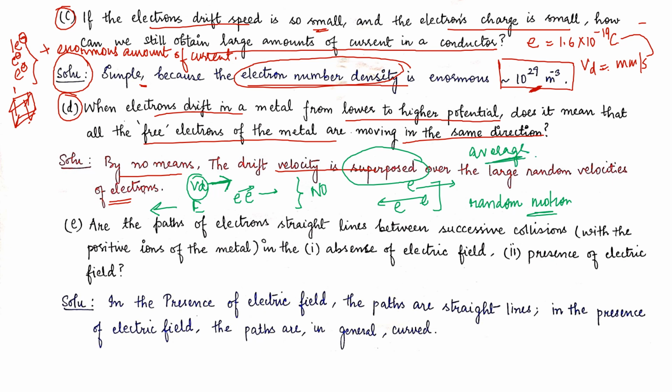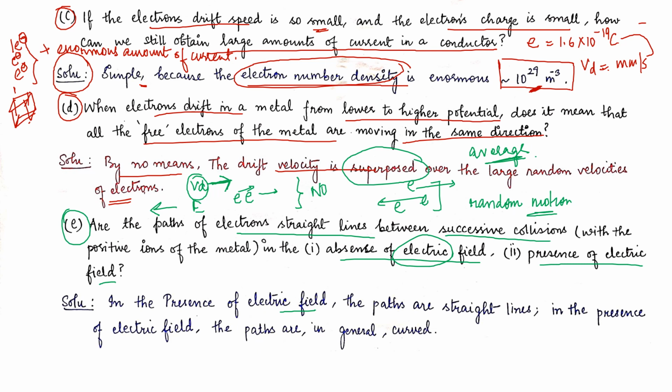Now, moving to the fifth subpart. Are the paths of electrons straight lines between successive collisions with the positive ions of the metal, in the absence of an electric field, and in the presence of an electric field? They are asking whether these electrons travel in a straight line or move zigzag between two successive collisions. We have to answer both in the absence and in the presence of an electric field. The solution is, in the presence of an electric field, the paths are straight lines.